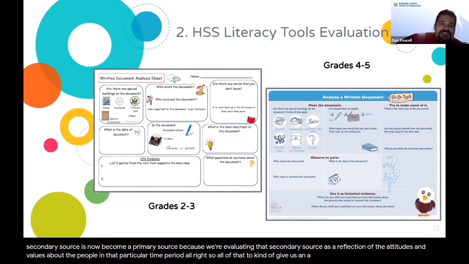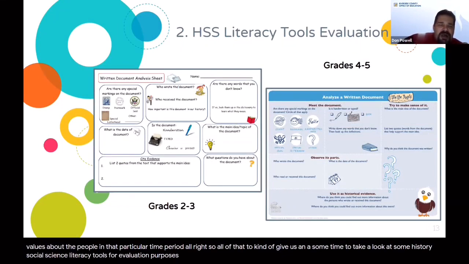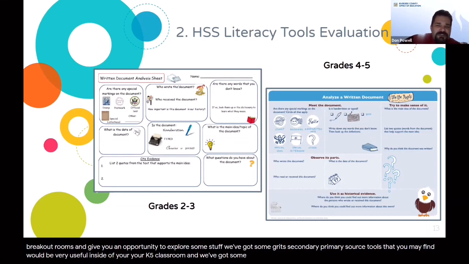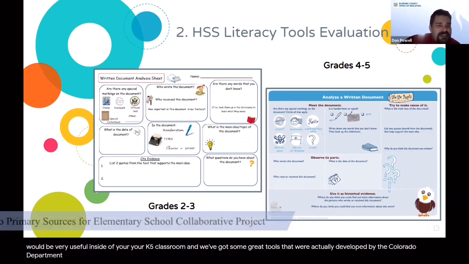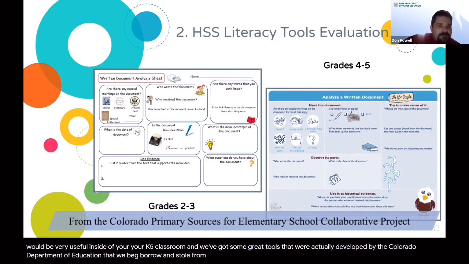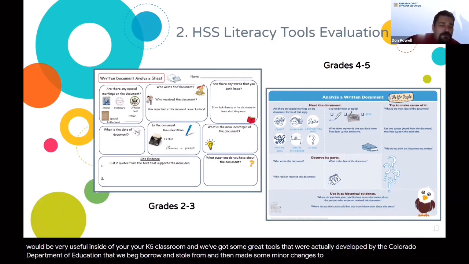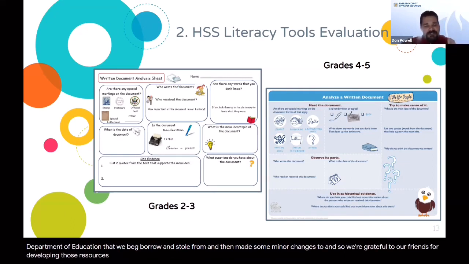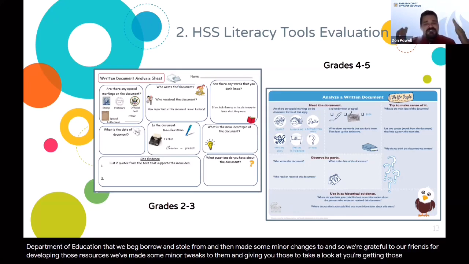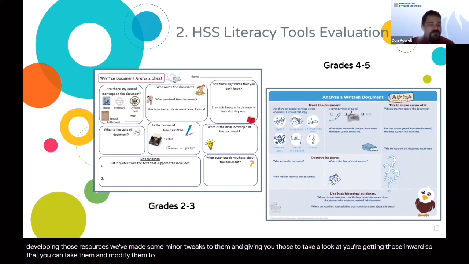So all of that is to give us some time to take a look at some history, social science, and literacy tools for evaluation purposes. These are tools we can use in our classroom to evaluate primary and secondary sources. They're great tools that were developed by the Colorado Department of Education that we begged, borrowed, and stole from, and then made some minor changes to. We're grateful to our friends for developing those resources. We've made some minor tweaks and given them to you in Word so that you can modify them for your own curriculum, and they're also being given to you in PDF.